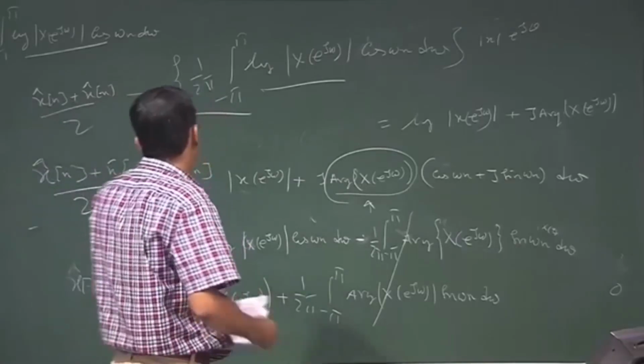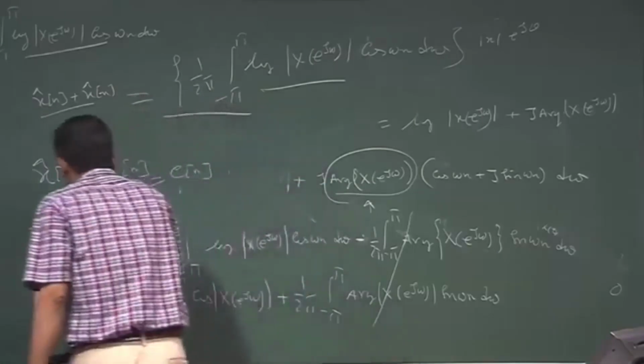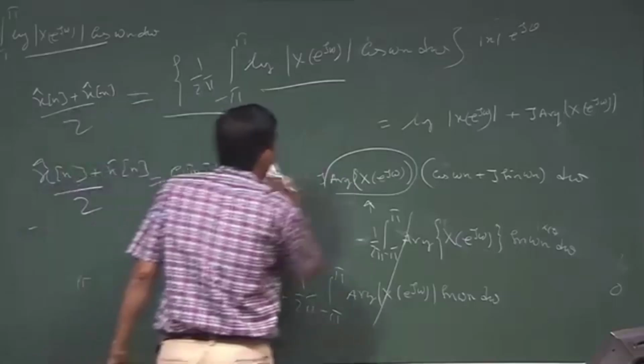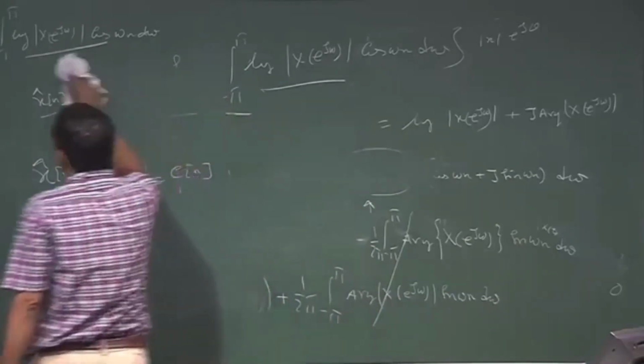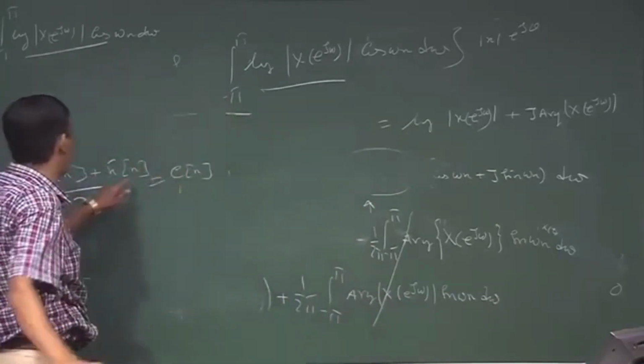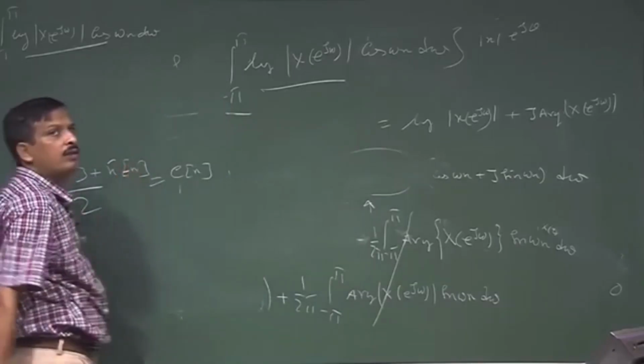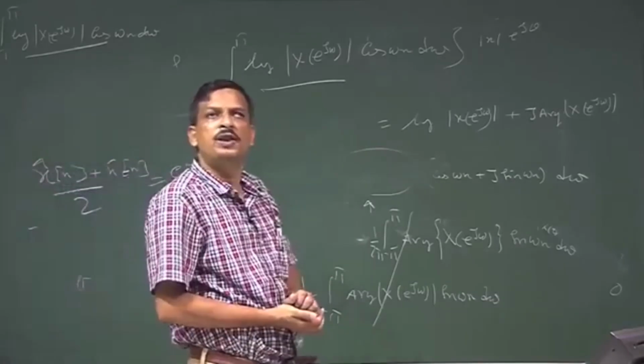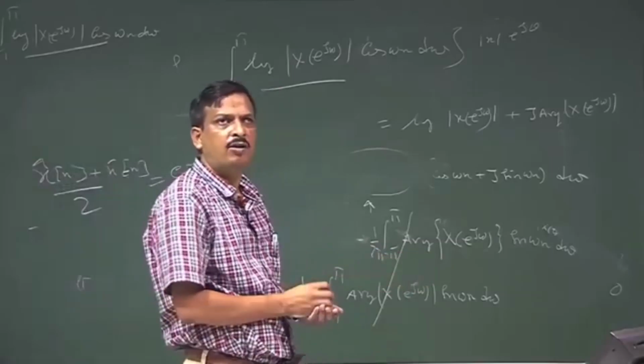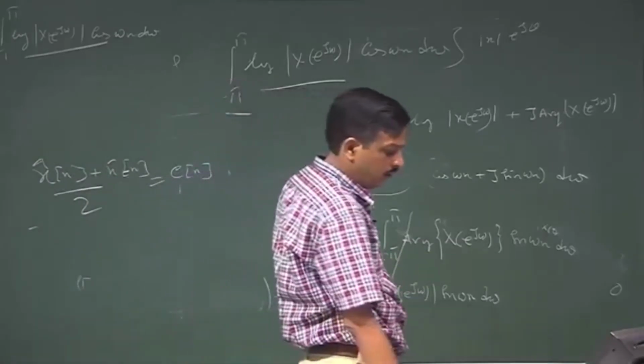So I can say the real spectrum is nothing but the sum of the complex spectrum X of n and X of minus n divided by 2. This is proved. The proof is there in the slide also, you can refer to the slide.